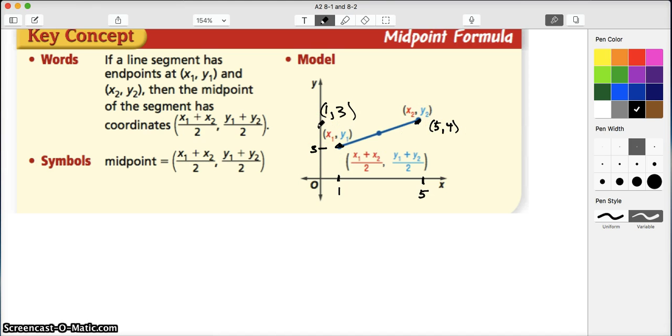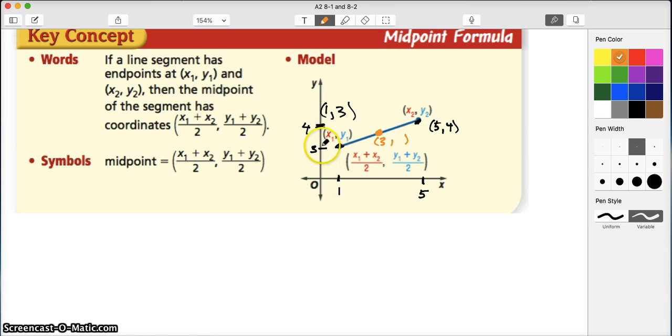I know that these aren't the best markings, but sometimes it just helps to do this. So think about it this way. If I want to find this orange point here, the midpoint, the x term of that midpoint has to be midway between the two x terms that I have. So if I have a 5 here and a 1 here, I can find the average of those two. 5 plus 1 is 6. Half of that is 3. That gives me the middle of these 2 points.